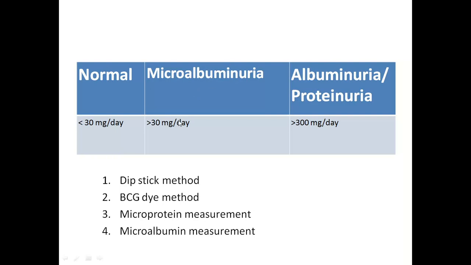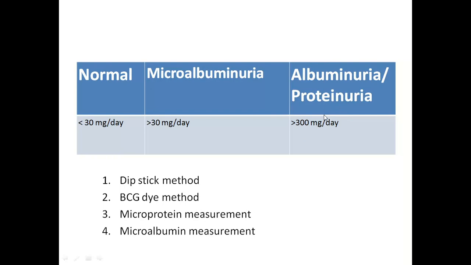If the protein level is more than 30 milligram per day, that is known as microalbuminuria. Okay, because the first and most common protein excreted by the kidney when glomeruli are damaged is albumin. That's why it is known as microalbuminuria, and the level is more than 30 milligram per day. If that level is more than 300 milligram per day, that is known as proteinuria, or albuminuria, meaning gross proteinuria.